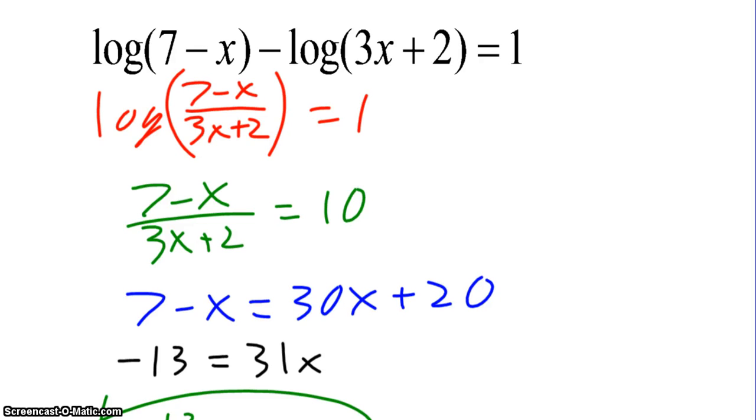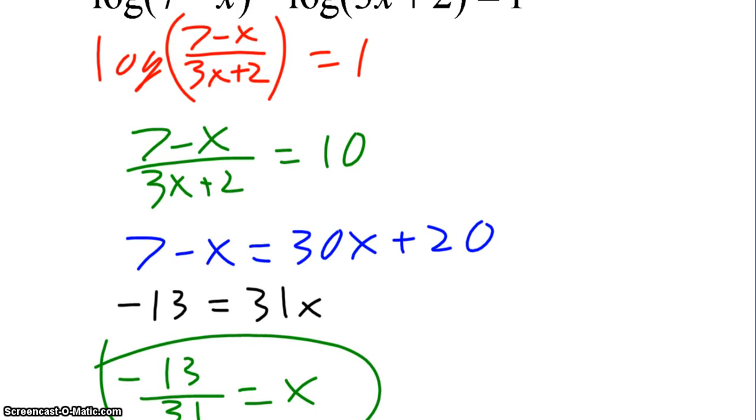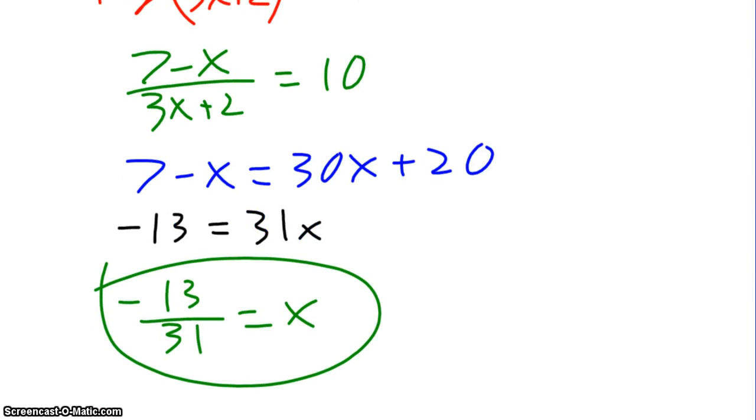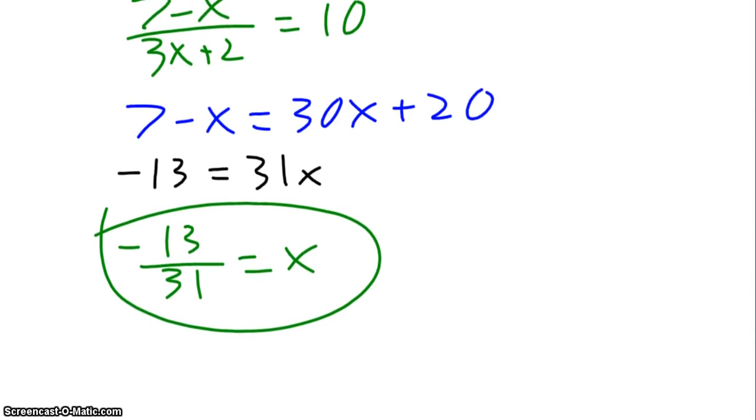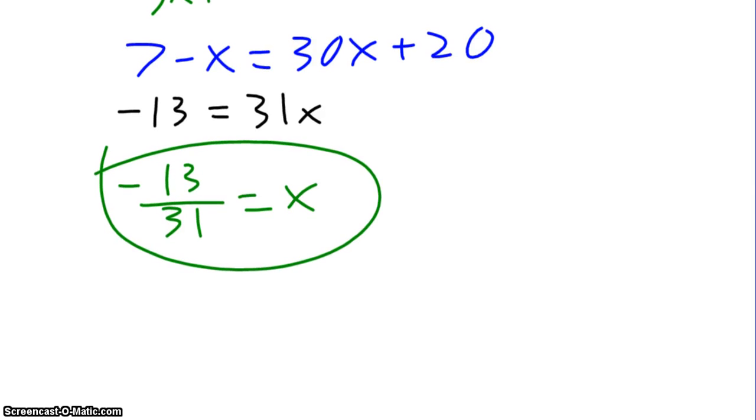Well, first we want to combine the logs on the left using division. They are subtracted, so I can make that log of (7 minus x) over (3x plus 2) equals 1. Now I turn it into an exponential. Since it was common log, it's base 10. So (7 minus x) over (3x plus 2) equals 10. Solve the equation, multiply both sides by 3x plus 2, combine like terms, and I end up with x equals negative 13 over 31.